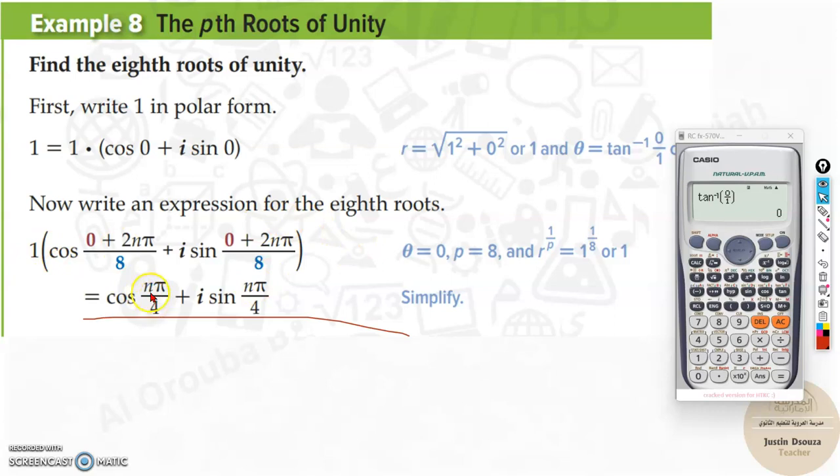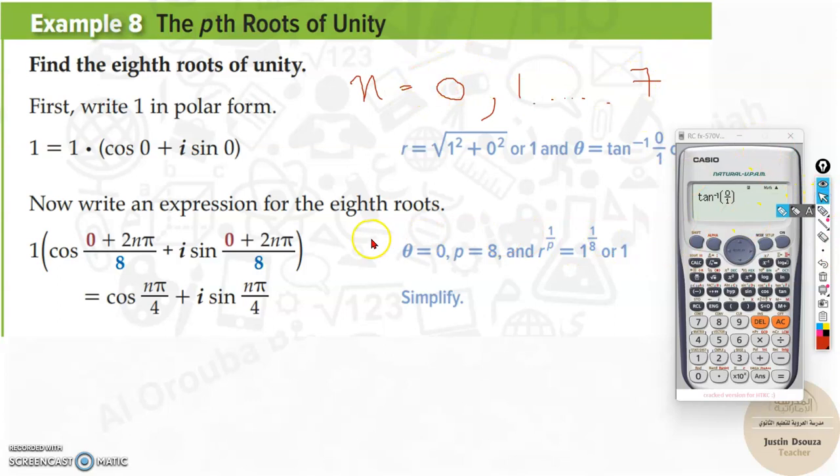What next? Whatever we did in the previous section, the same thing is repeated in the distinct root section. Now you need to find the n values. So what are the n values? N always starts with 0. The first root is at n equal to 0. The second root is at n equal to 1. And it goes on till p minus 1, that is until 7. So the eighth root will be at 7. Why? Because we start at 0, isn't it?